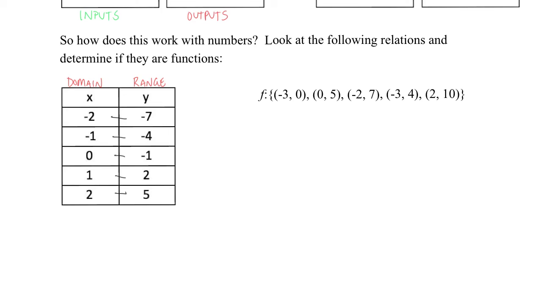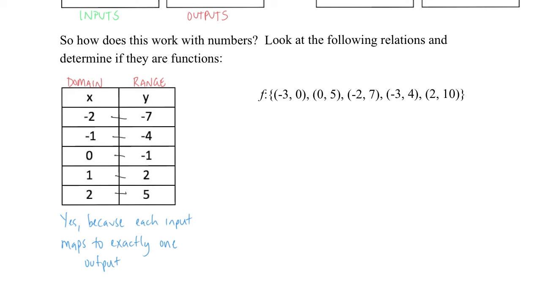And we would write, if the question said, determine if they are functions: Yes, because each input maps to exactly one output.